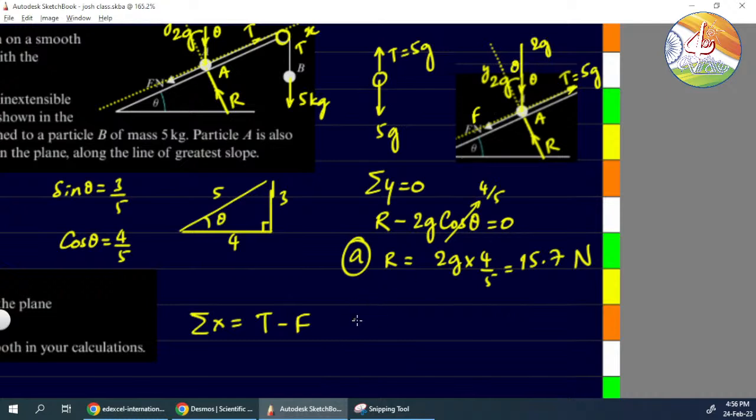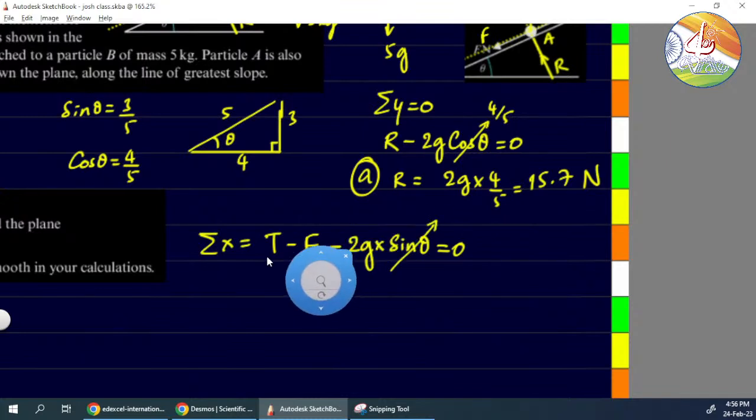And component of 2g, which component? 2g sine or cos? X component of 2g is 2g sine theta, correct? Yes, sir. And it is acting in which direction? Opposite to x, so that should be minus. So we have considered all the forces, total should be 0. So sine theta value from here we know it is 3 by 5. So substitute that, and T value we know T value is how much? 5g.